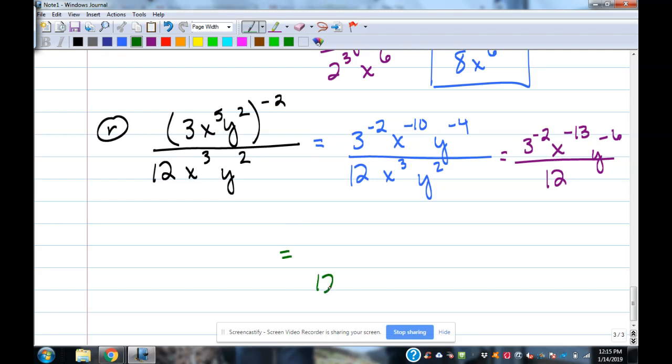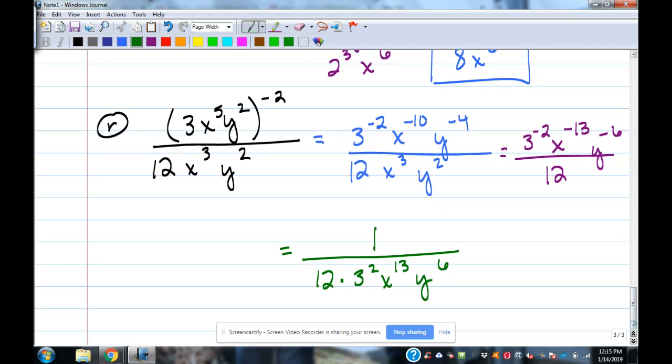Now, that 12's still there. When I move that 3 to the negative 2 down, it's going to be times 3 squared. It's always going to be times, your multiplication that you're going to make. Put that stuff together. And then we would have x to the 13th, y to the positive 6 now, because we moved it down. What's on top? 1.